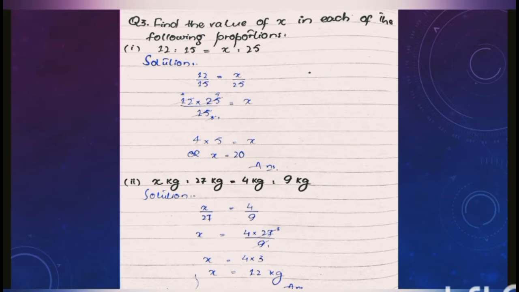4 5s are 20. Now part 2 is x kg is to 27 kg equals 4 kg is to 9 kg. We don't need to write these units along. Okay, so we just need to write the ratios. X is to 27, we can write it as x upon 27. Similarly 4 upon 9. Okay, now do the cross multiplication. 27 is being divided by x on the left hand side, send it towards the right hand side and it becomes 4 into 27 upon 9. After cancellation we have got x equals 4 into 3 which is equal to 12. So the first value here is x equals 12 kg.